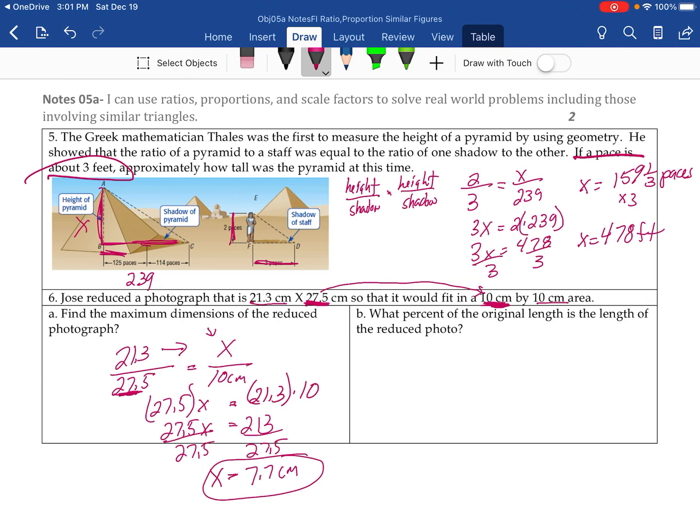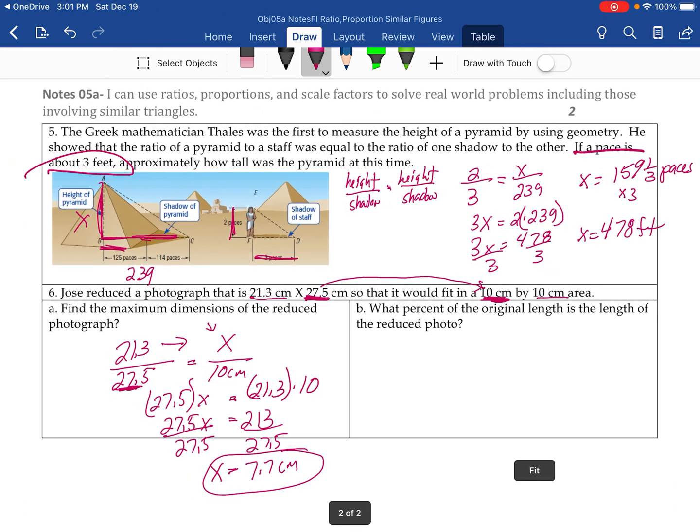Last question is, what percent of the original length is the length of the reduced photo? So what kind of reduction would it be? Well, my new dimension was 7.7. My old dimension was 21.3. So it's going to be new over old. And 7.7 divided by 21.3 is .361, and then you multiply that by 100, which would be about 36.1%.